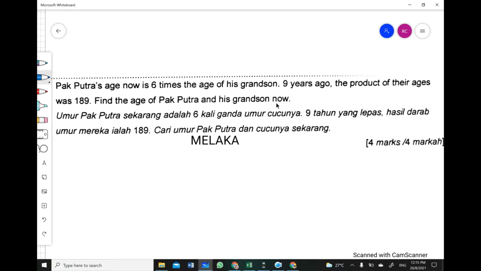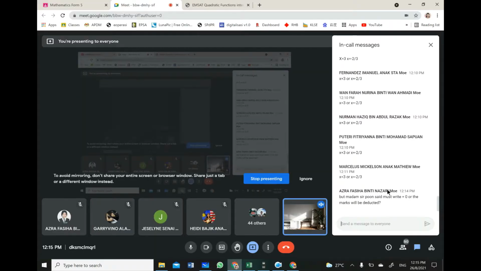You need to make an assumption now. Let Pak Putra's age be Y, let his grandson be X. Anyone have the answer already?